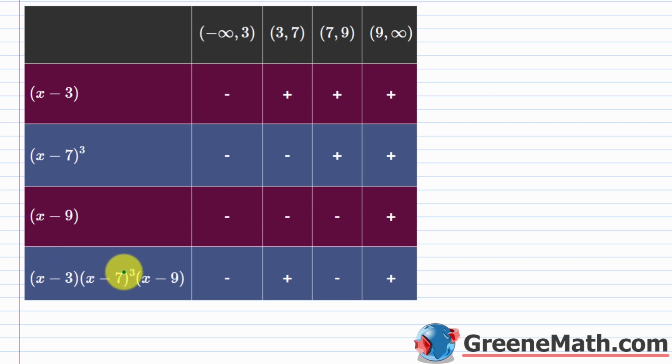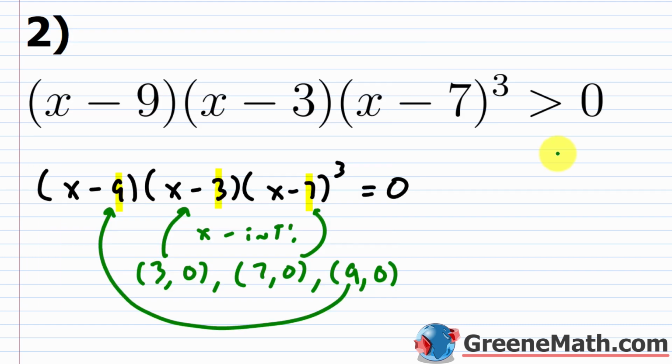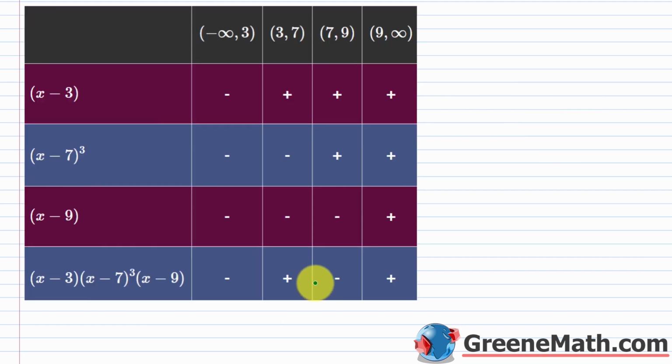So if we look at multiplying these guys together, again, you just look at, do I have an odd number of negatives or an even number of negatives? That's all you really need to know. So this is negative, negative, negative, so this would be negative. This is positive, negative, negative, so this is positive. Positive, positive, negative, so this is negative, and then all positives, so this is positive. Now going back up, we wanted to know where it was greater than 0. So we're looking for where is it positive. So that's going to be right here and right here. So you see it's positive here and positive here. So let's write our solution as x is greater than 3 and less than 7. Or you could say x is greater than 9.